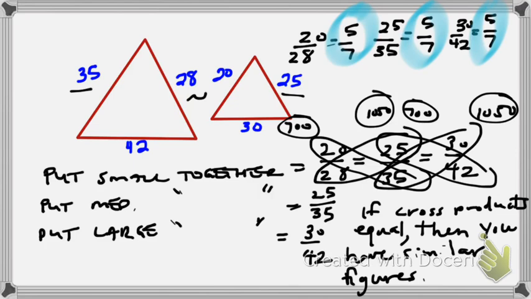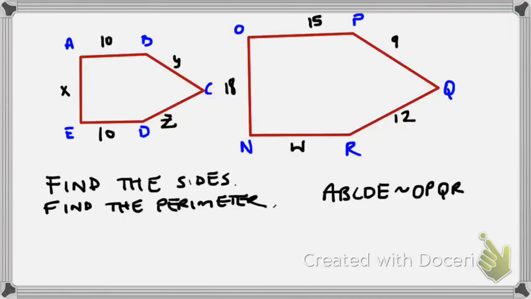You can either, one, find all the cross products, and if they equal, then you have similar figures, or two, you can reduce all the figures, and if they all reduce down to the same, then you're going to have similar figures. All right, let's look at another example.